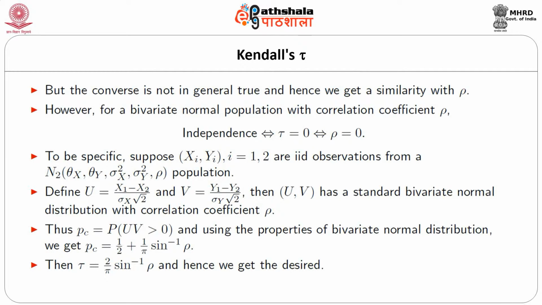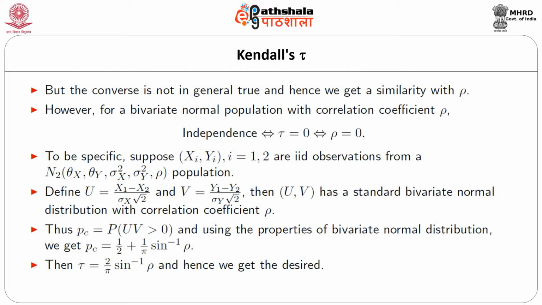However, for a bivariate normal population with correlation coefficient rho, independence is implied by tau equal to 0, and we all know that rho equal to 0 is an indicator of independence in a bivariate normal population. So independence, tau equal to 0 and rho equal to 0 are all equivalent.